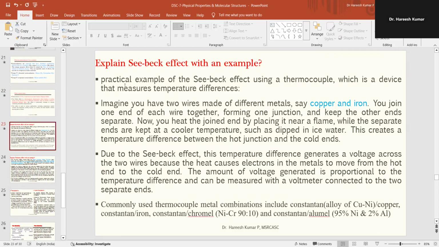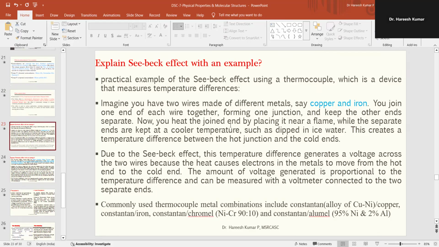Let's take one more question. Explain the Seebeck effect with an example. A practical example of the Seebeck effect is a thermocouple, which is a device that measures temperature differences. Imagine you have two wires made of different metals, say copper and iron. You join one end of each wire together, forming one junction, and keep the other ends separate.